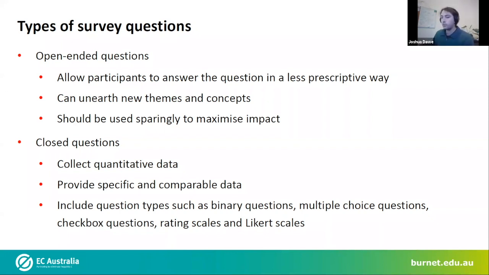Then there are closed questions. This is the most common type of survey question, and you're probably very used to seeing them. A closed question has a predetermined set of responses. They're really good for creating specific, relevant, comparable data, and they can also give the survey a nice structured flow. There are many different types of closed questions. You can have binary questions, which are yes or no questions. You can have multiple choice questions, where participants can only answer one of a given set of responses, or checkbox style questions, where participants can choose many of the predetermined responses.